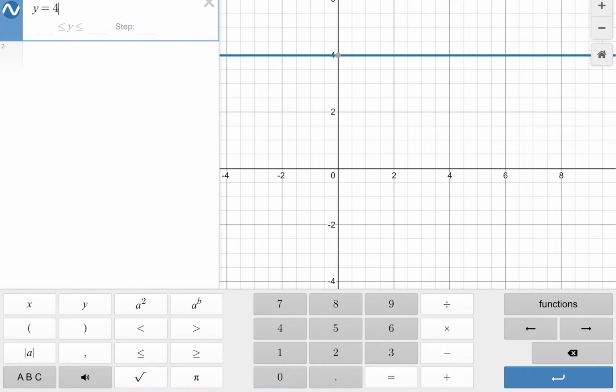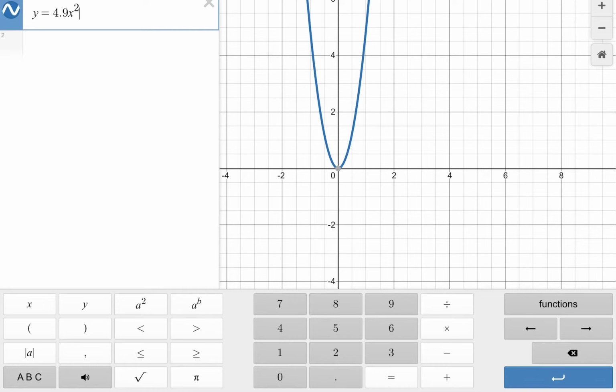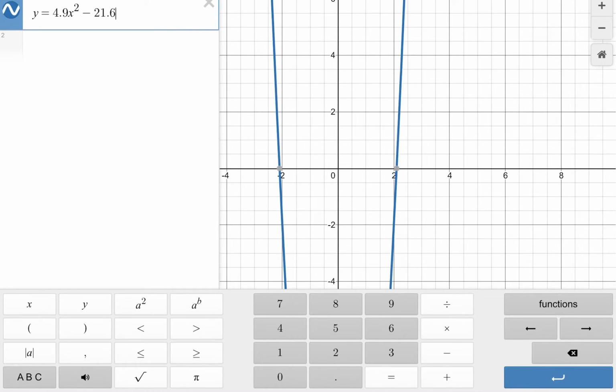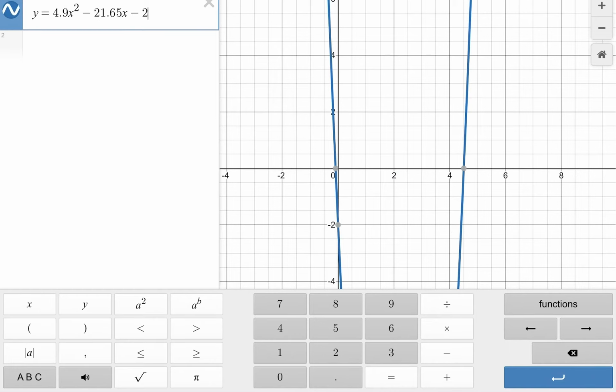So y equals, my a term was 4.9. I'm going to call it x squared minus 21.65 x. My c was minus 2. I want to know the roots of that equation. I want to know where it crosses the axis. I want to know when time was 0, but instead of time, I've got y.